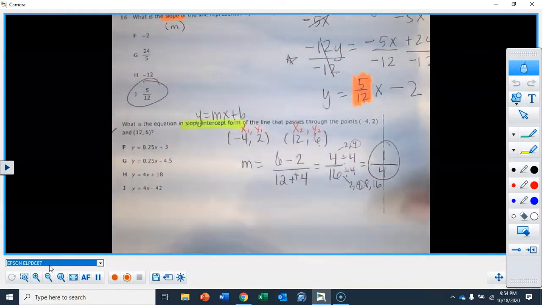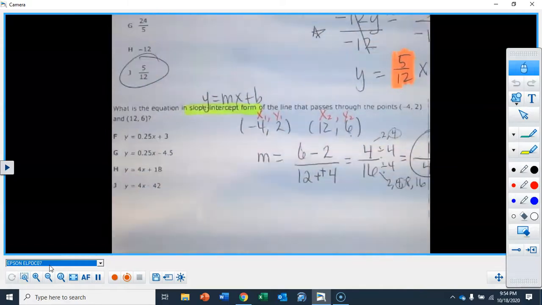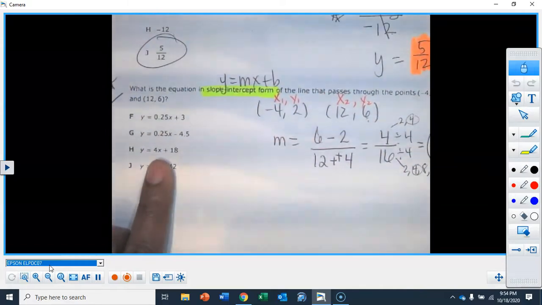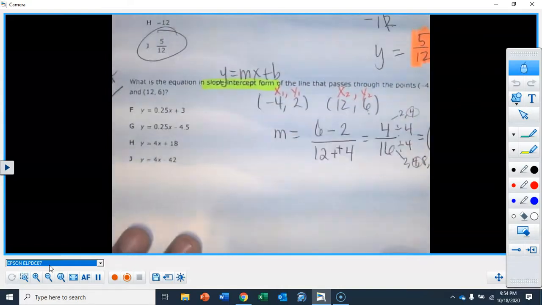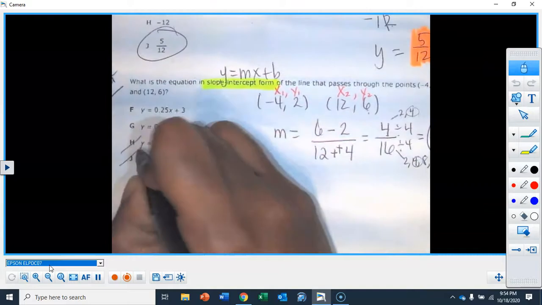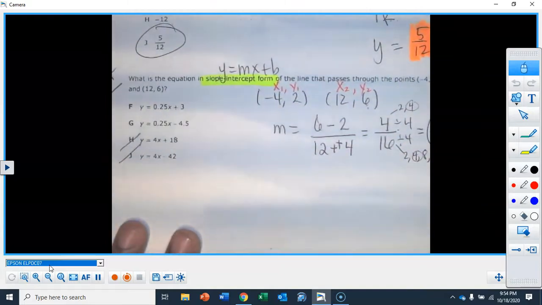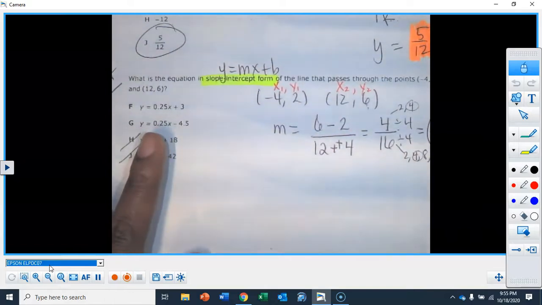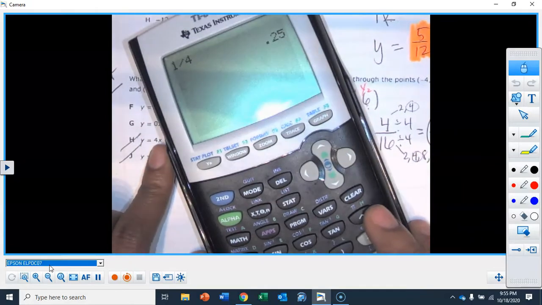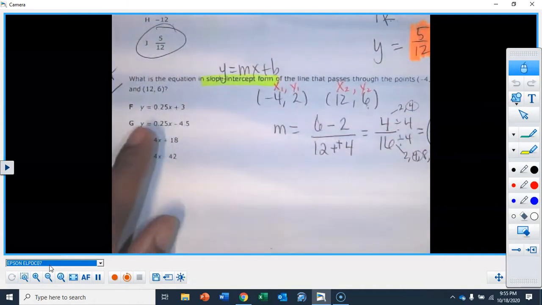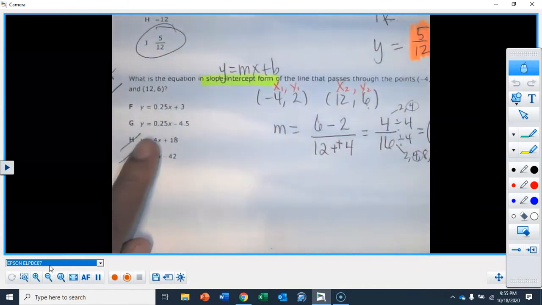So there's our m. Now we look at our answer choices and we say, okay, look at H and J. Well, in front of the x is a positive 4. No, I want a 1 over 4. Okay, so don't let them trick you. It's not those two. Because again, I want 1 over 4. And now, because there's no fraction here, let's change 1/4 into a decimal and see if we get 0.25. And yes, 1/4 is 0.25. So the answer is between what? F and G. Okay, so that's why I canceled out H and J.